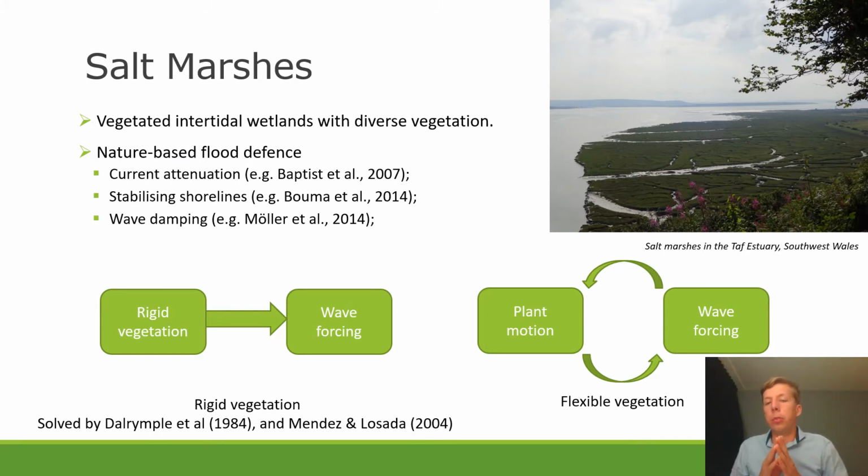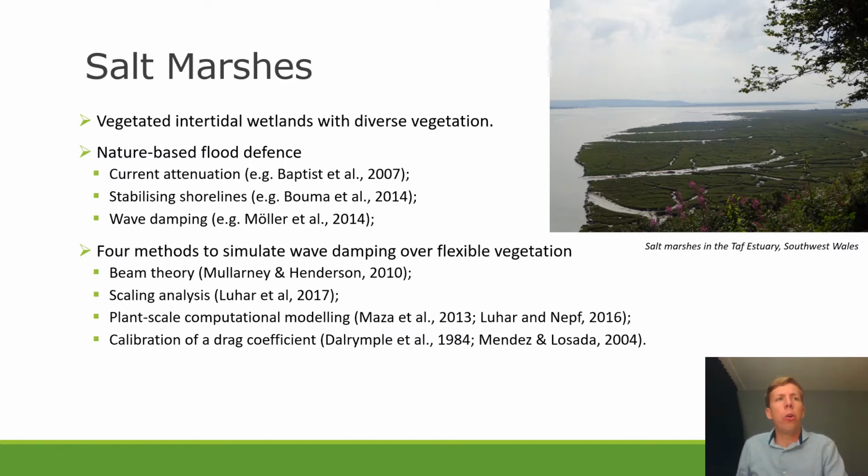On the other hand, the case for flexible vegetation is much more complicated, as under the wave forcing the plants will move, which then again affects the wave forces. So to solve this system, 4 methods have been trialed. First of all, beam theory, but it is only applicable to salt marsh species with limited excursion. Second of all, the scaling analysis, which simplifies the force balance, but leads to a set of equations that currently still relies on a form of calibration. Thirdly, there's plant scale computational modeling, which is very accurate, but also very computationally heavy, which makes it unsuitable for large coastal areas.